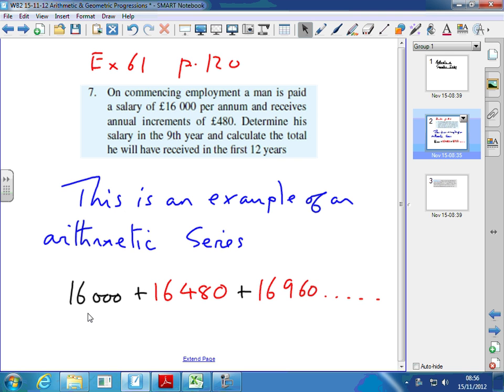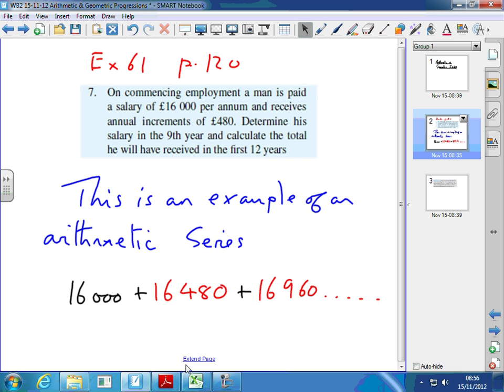So the first year he gets 16,000, the next year he gets 16,480, the next year he gets 16,960, and so on. Okay, an example of an arithmetic progression. To generalize this, if we want to find out about these things, then we generalize.